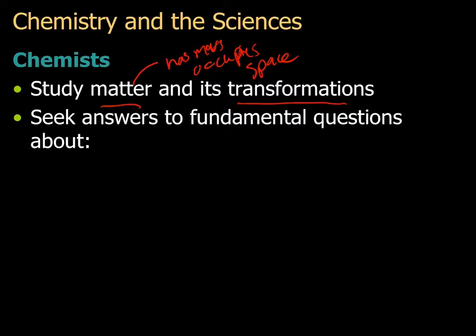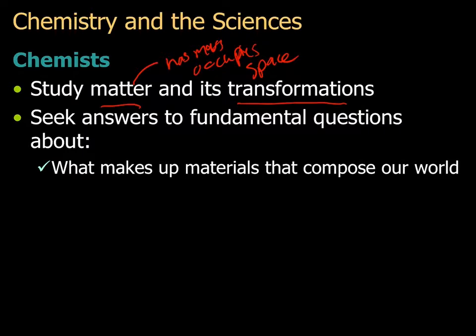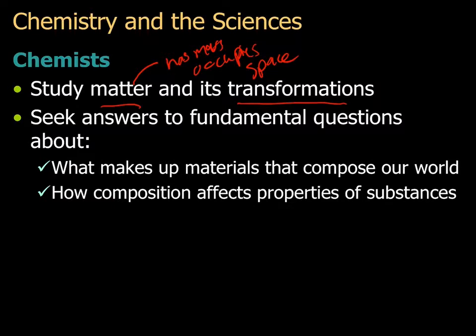Chemists also seek answers to fundamental questions about all sorts of things, but a couple of ideas here. What makes up the materials that comprise our world? Again, really studying structure. What are things made of? We pick up a solid or even a liquid. What is it made of? What's going on at that atomic level? And also, how does this composition, what substances are made of, affect the properties of the substances? Once you know what something's made of, you can think about how that composition impacts how it behaves. So there's a structure-function relationship there.